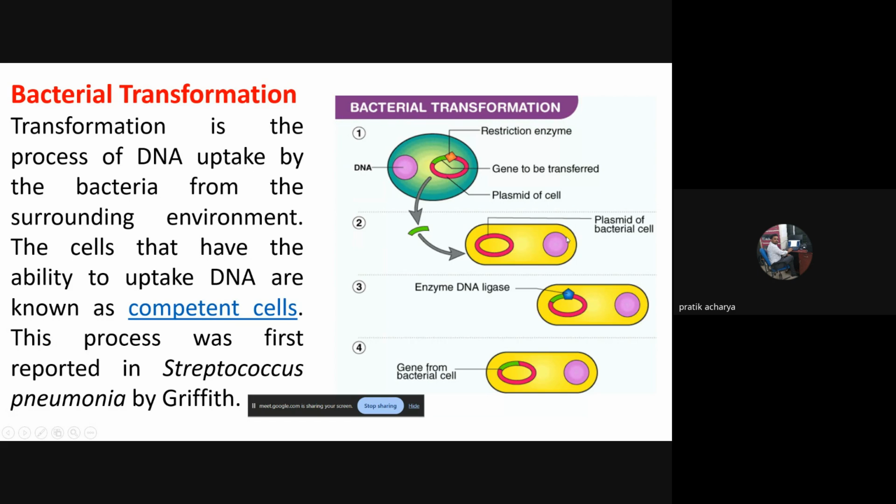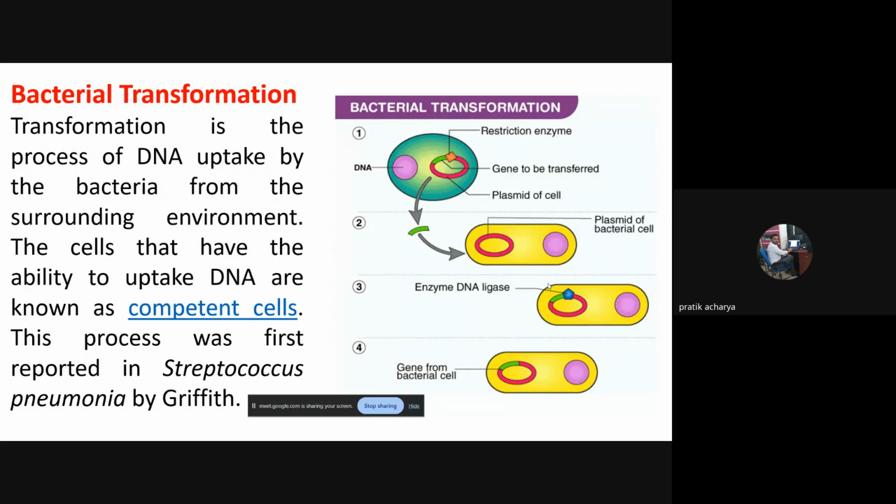So the second step is integration into the genome. That means this foreign DNA is either degraded, or integrated into the bacterial chromosome, or maintained as a plasmid. Got it? That means this should be integrated into the bacterial genome. The same restriction enzyme helps in cutting the genome at a particular portion. Molecular glue is used to fix this portion.